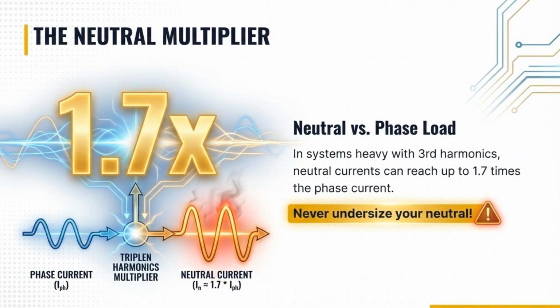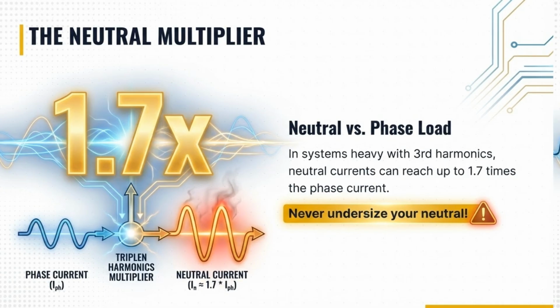This additive effect is the neutral multiplier. In systems with strong third harmonics, neutral currents can be up to 1.7 times the phase current. Therefore, you should never undersize your neutral conductor.